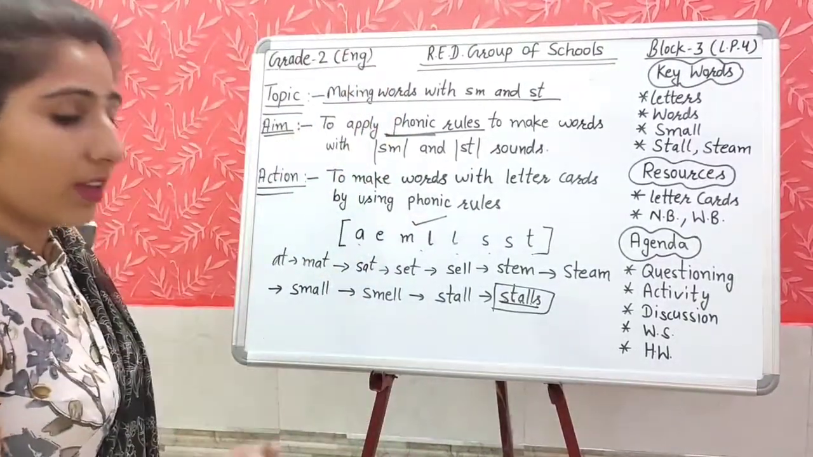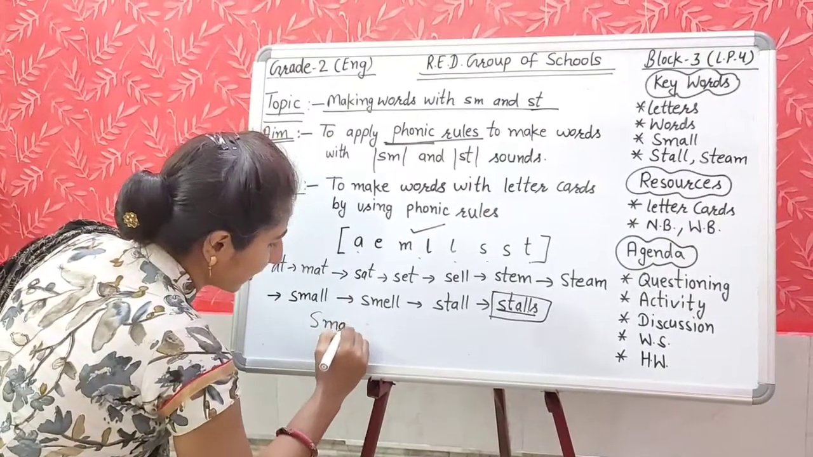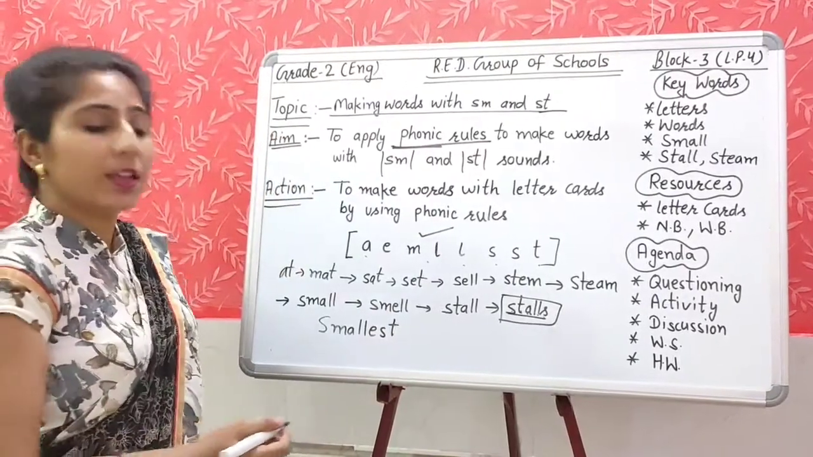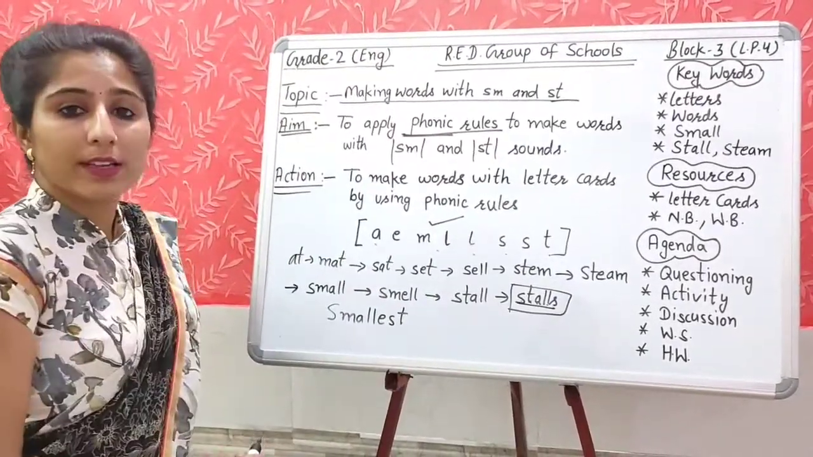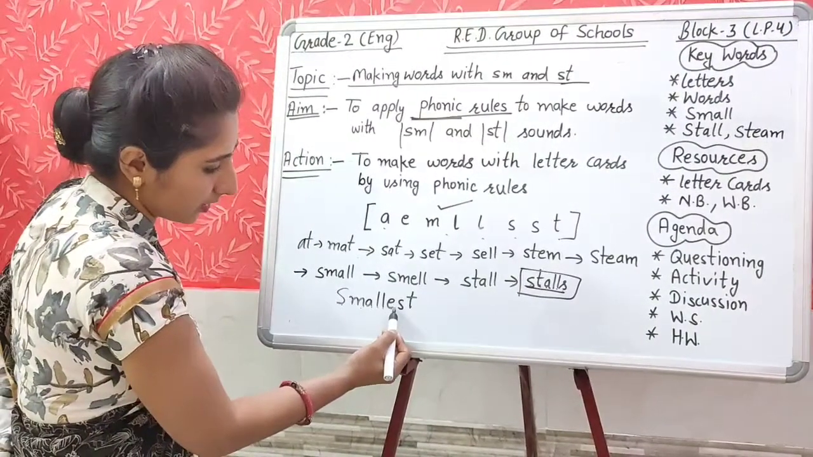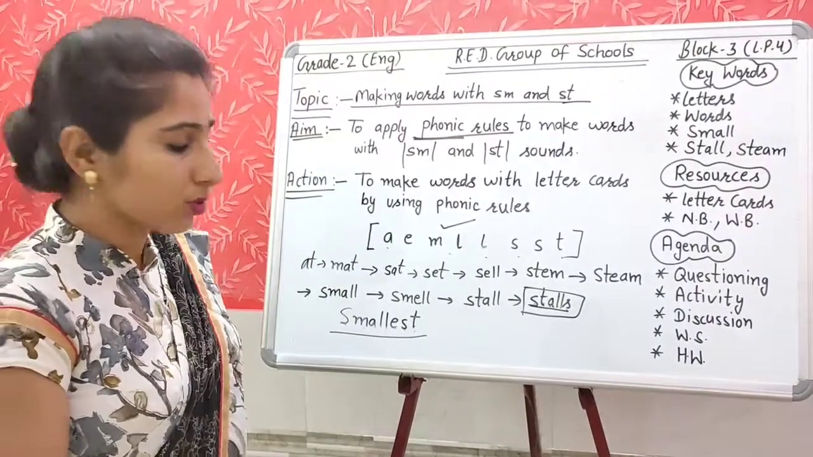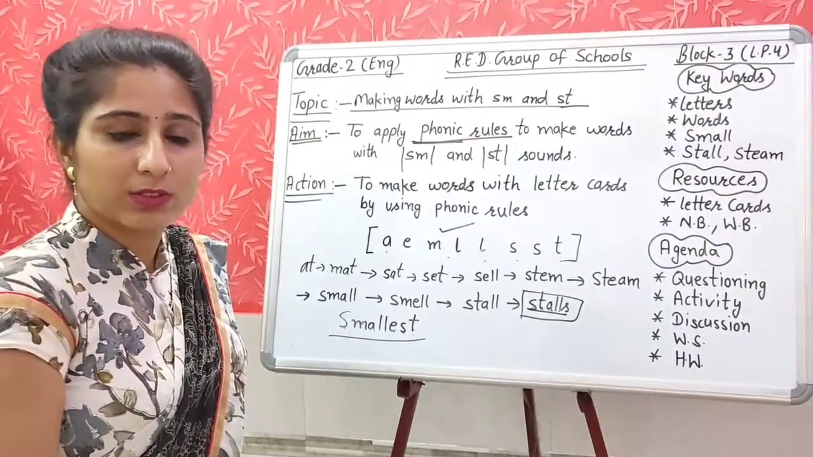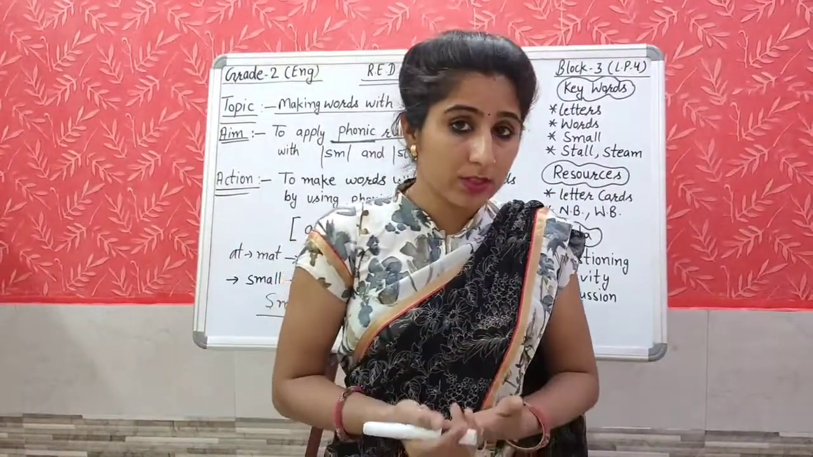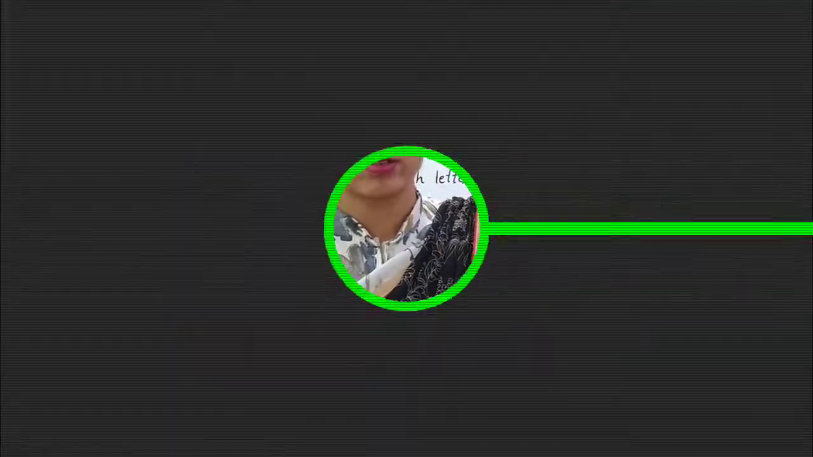Okay. Right. What would be the answer for this? Smallest. S-M-A-L-L-E-S-T. Here I have used all 8 letter cards. 1, 2, 3, 4, 5, 6, 7, 8. Here all 8 letter cards are used. So this is the longest word. Yes, students, can anybody make more words by using all these 8 letter cards? Yes, try to make more words.